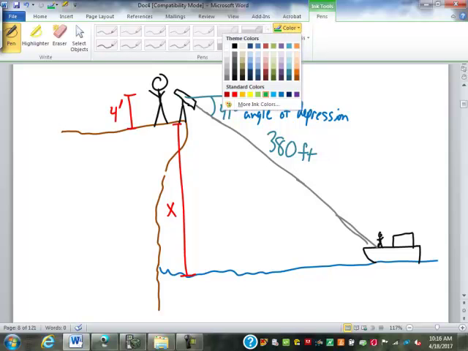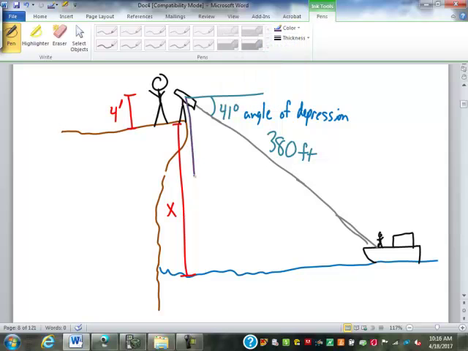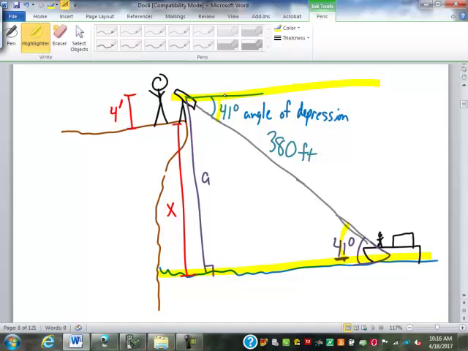Well, our triangle here is going to look like this. There's my right angle. We're going to call this dimension A because that's going to be a little bit bigger than X. The 41 degrees is actually going to be down here. How can I make this angle 41 degrees? Yeah, those are both horizontals. Horizontal is parallel to other horizontals. So these two angles have to be equal.